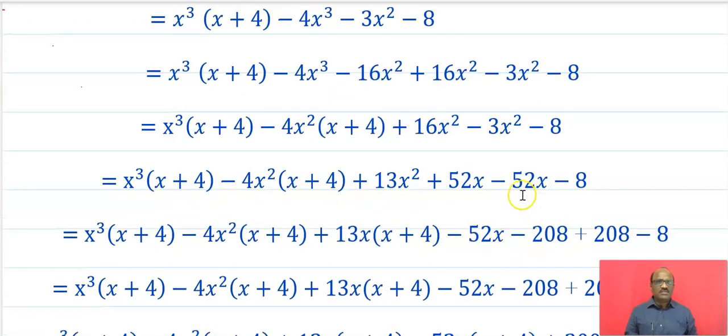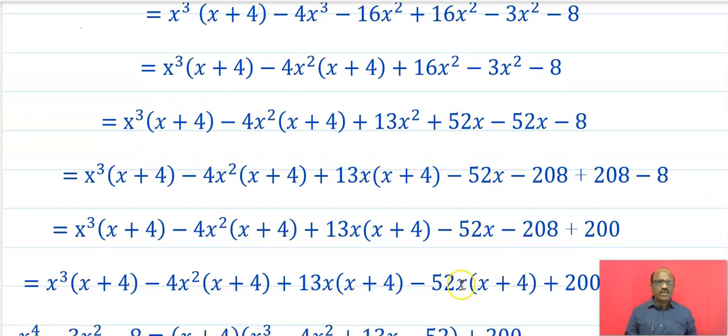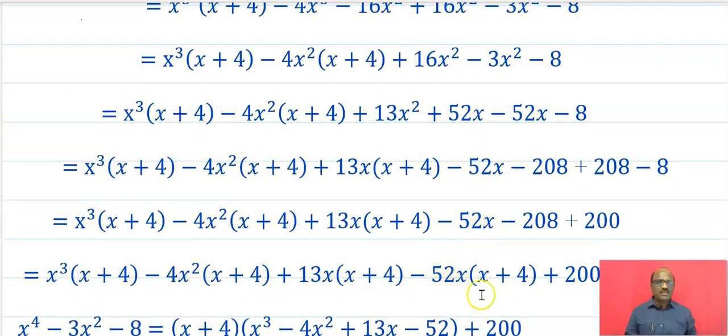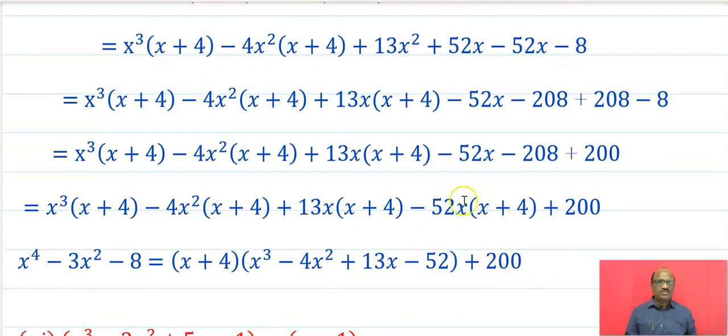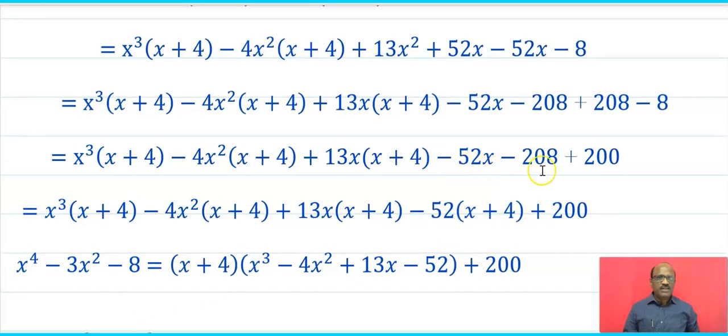And the last is minus 52x and minus 8. Now what should be the common? That is a minus 52x and minus 208. If I take minus 52 as a common, then in bracket I will get x plus 4. Now see this here, minus 52 as a common. If I take minus 52 as a common, then in bracket I will get x plus 4 plus 200.